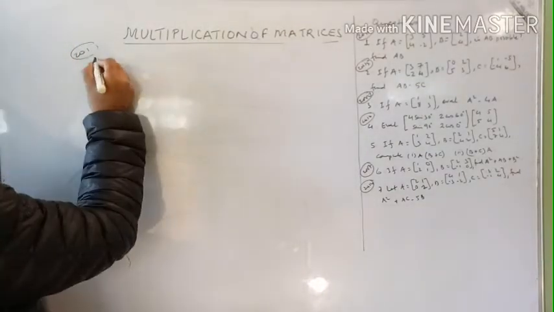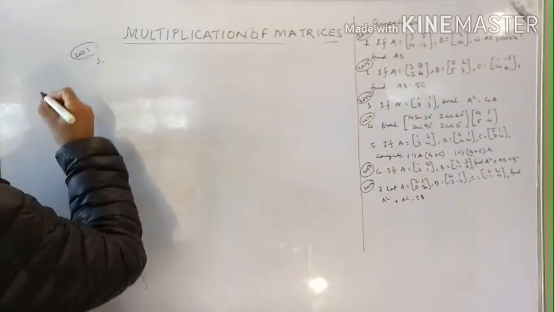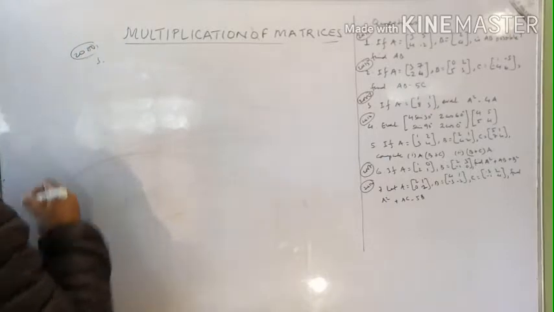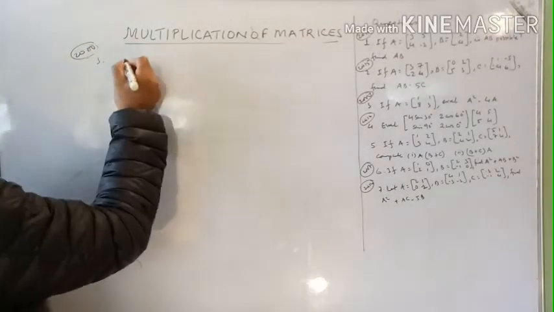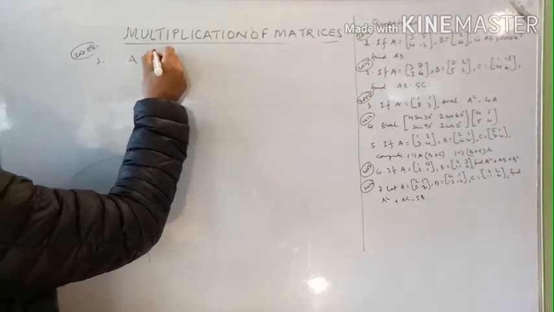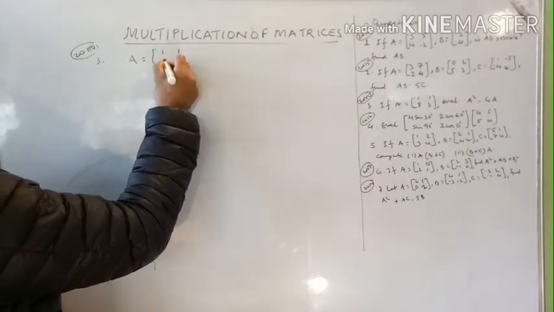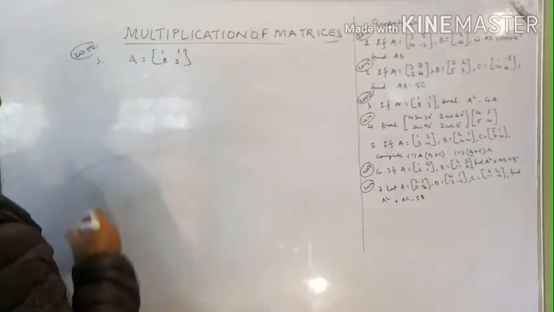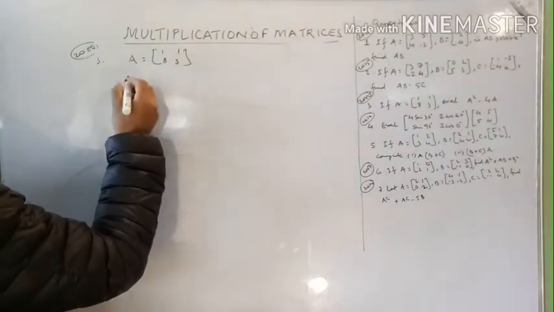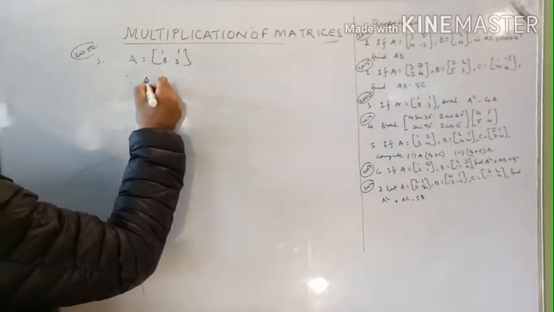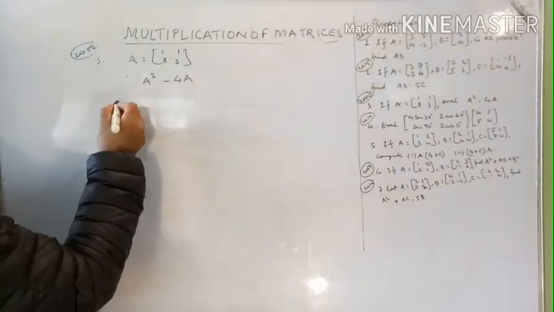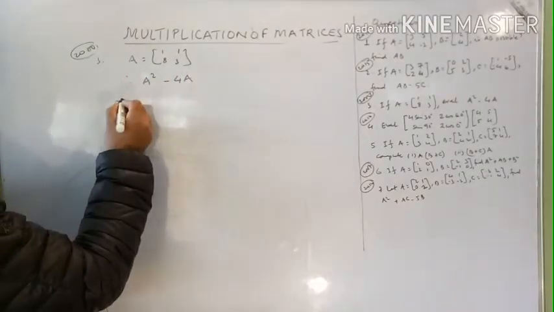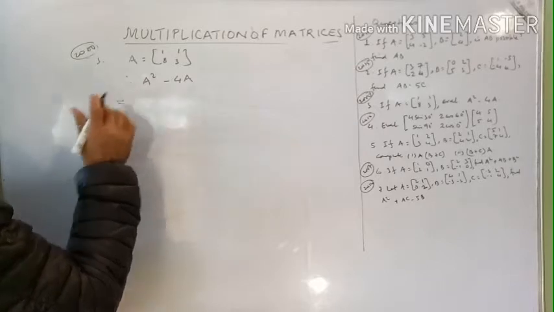Now question number 3, this came in the year 2000. Given A as the matrix with elements 1 1 8 3. Only A is given, so we have to evaluate A square minus 4A.